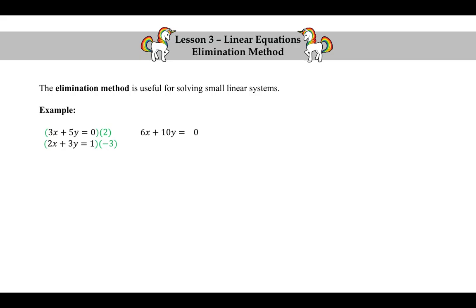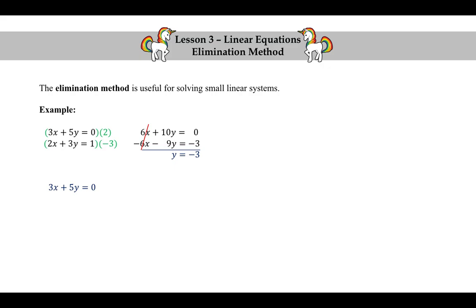Okay, so when we multiply the first equation by 2, we get 6x plus 10y equal to 0. And when we multiply the second equation by -3, we get -6x minus 9y equal to -3. Now notice when we add the two equations, the x's go away. 10y minus 9y is y, and 0 minus 3 is -3.